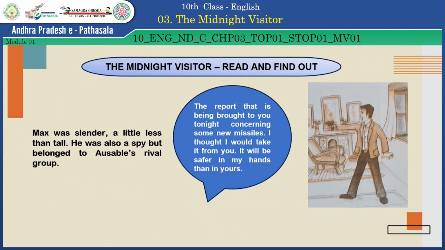Max was slender, a little less than tall. He was also a spy, but belonged to Asabul's rival group. The report that is being brought to you tonight concerning some new missiles. I thought I would take it from you. It will be safer in my hands than in yours, said Max.